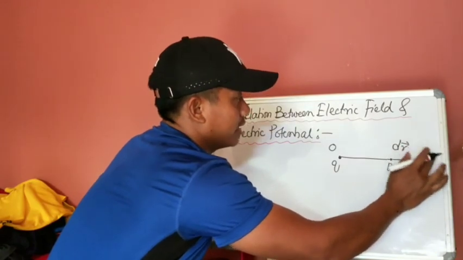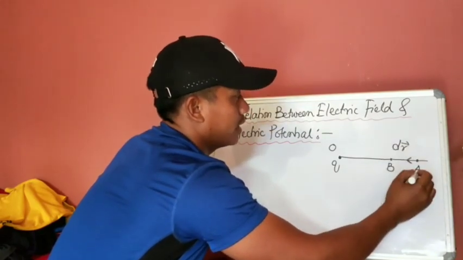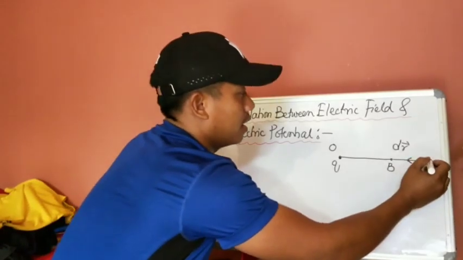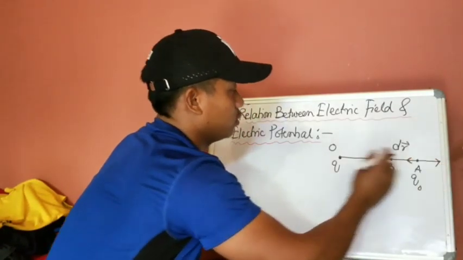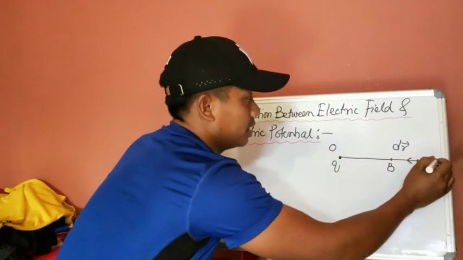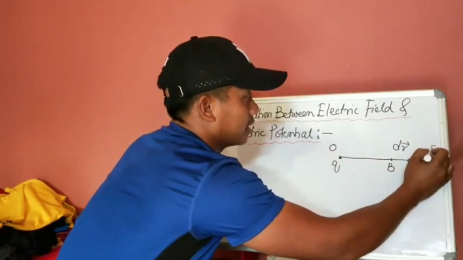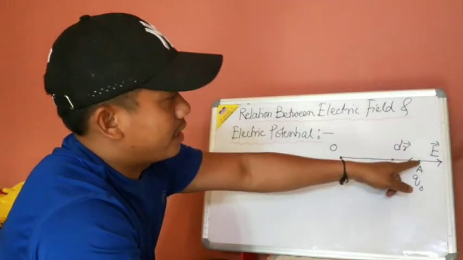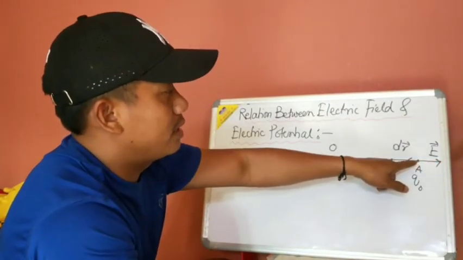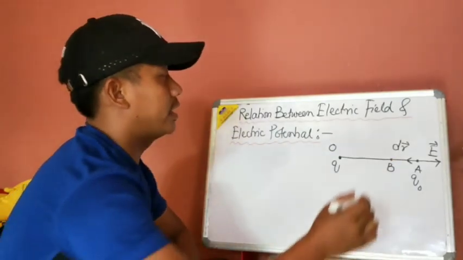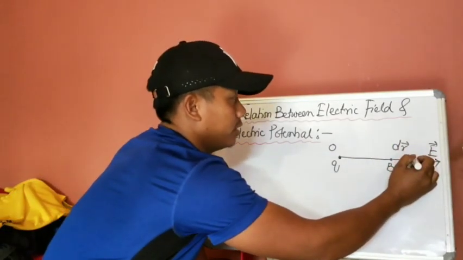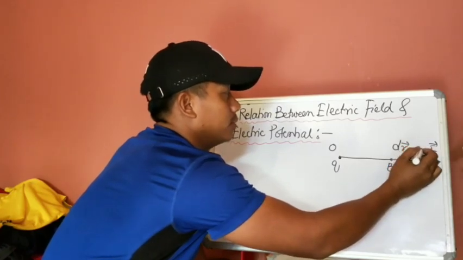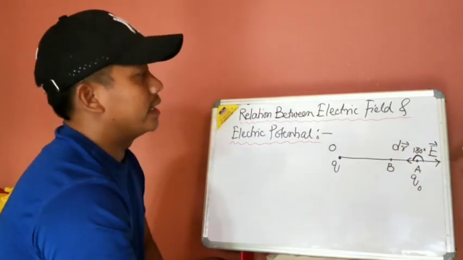The Q naught is placed at which point? Q naught is placed at the point A. Then in which direction will be the electric field due to this Q? This will be directed along this direction, E vector. So although the electric field is directed towards the right side, the displacement is in the opposite direction. Then how much should be the angle between E and dr? They are opposite, so the angle between them should be 180 degrees.